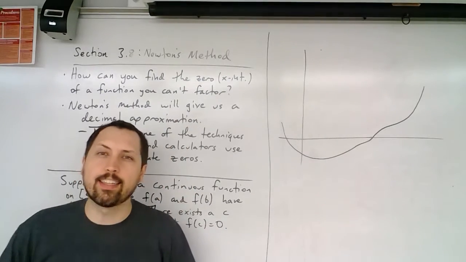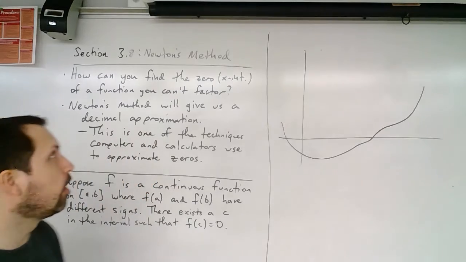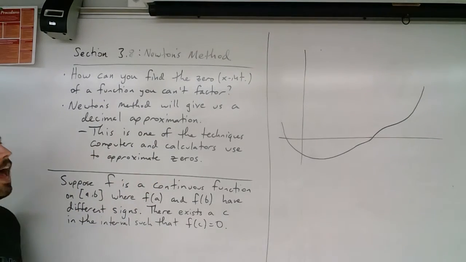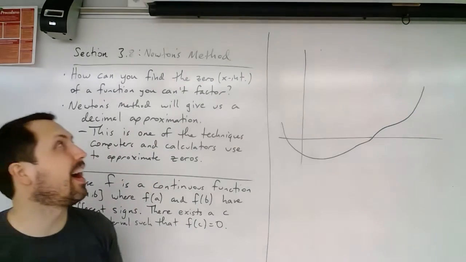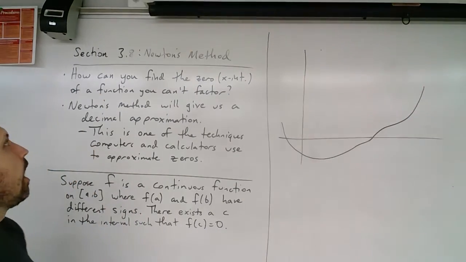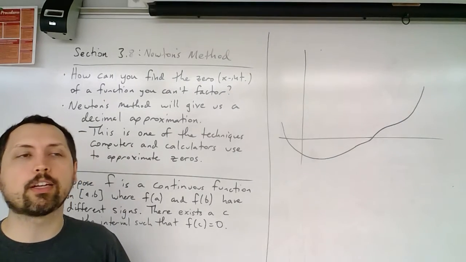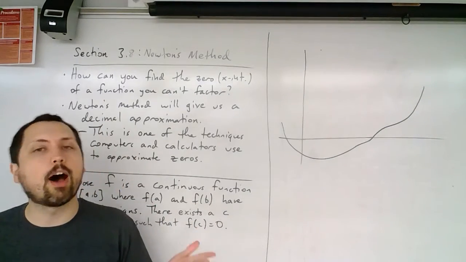Okay, so we're going to take a look at the next section. Section 3.8 is on Newton's method. The main question we're asking here is how can you find the zeros, or the x-intercepts, of a function that you can't factor?